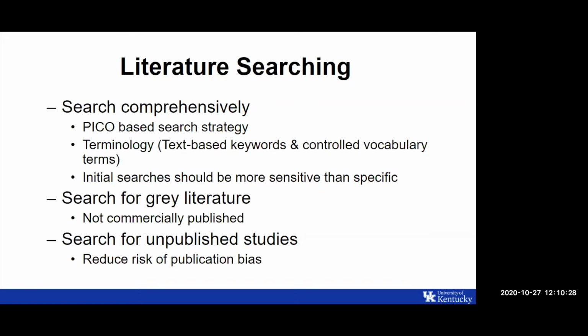So to get started, this is kind of a refresher of what literature searching is. In the previous introduction to systematic reviews, we talked about how you need to search comprehensively, how you need to have a PICO-based search strategy, how you need to use terminology that's text-based, keywords, and controlled vocabulary terms. We talked about the initial searches needing to be more sensitive than specific. And we also talked about searching for gray literature and searching for unpublished studies. So this is just a little bit of a refresher.